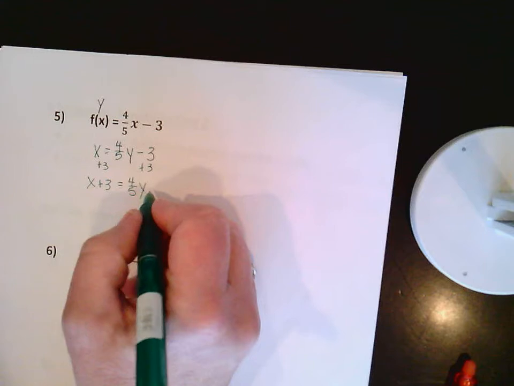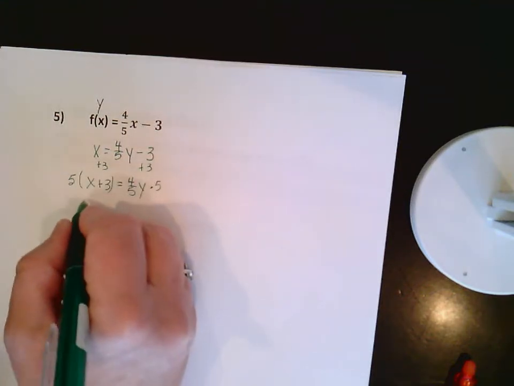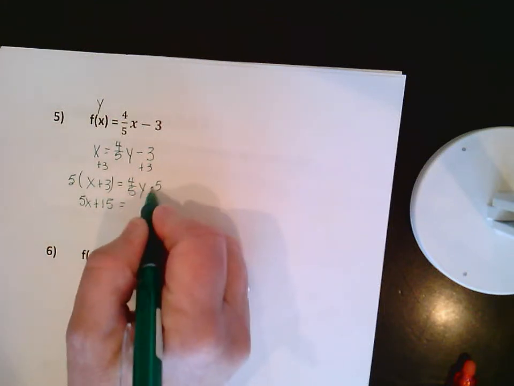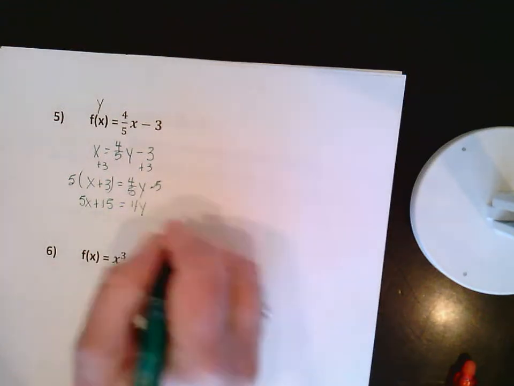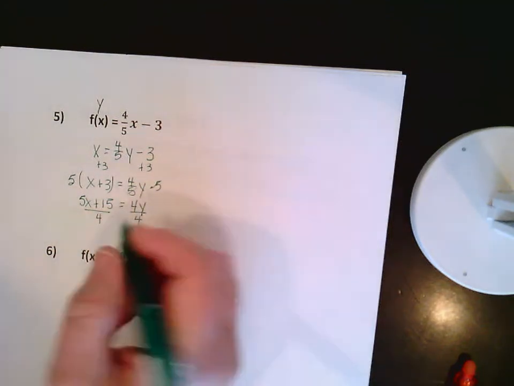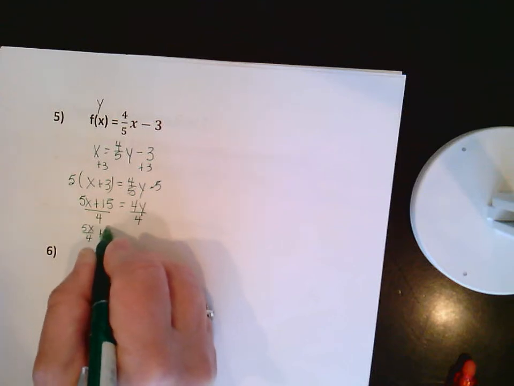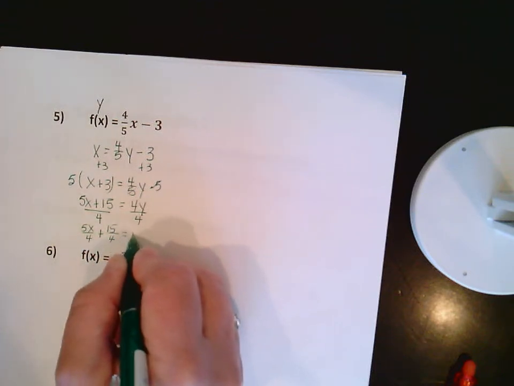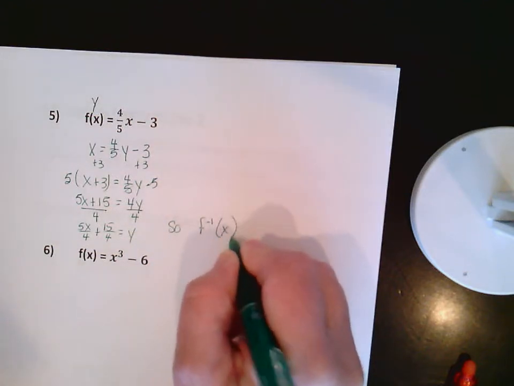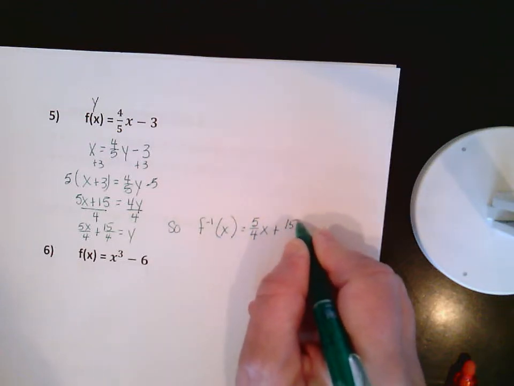I'm going to multiply both sides by 5. And I have 5x plus 15 equals, the 5's will cancel here, so I have 4y. And then I'm going to divide both sides by 4. Now if you multiply both sides by 5/4, it's going to do the same thing. So this is 5x over 4 plus 15 over 4 equals y. So the inverse function of x is going to be 5/4 x plus 15/4.